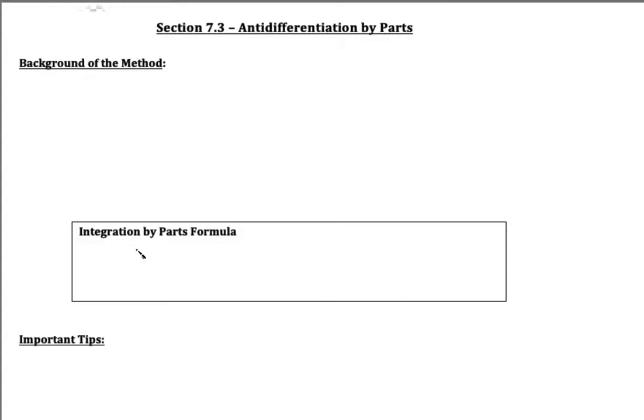Section 7.3, anti-differentiation by parts, also known as integration by parts. Please open to 7.3 in your packet. On Friday, we wrote down this formula: the integral of u dv equals uv minus the integral of v du, where u and v are functions of x, or functions of some other variable. I just threw this formula up there, but today I want to show you where it came from and some examples of how to implement this technique known as integration by parts.